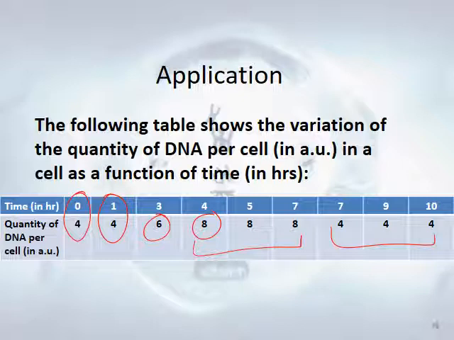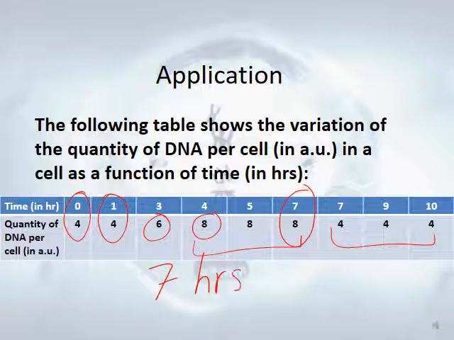From 0 to 1 hour, the quantity of DNA per cell remains constant at 4 AU. Then, as time increases from 1 to 4, the quantity of DNA increases from 4 to 8 AU and remains constant until the 7th hour, where it decreases to 4 AU. So the cell cycle lasts from 0 to the 7th hour. The duration of the cell cycle is 7 hours. All of you know that the duration of the cell cycle is the duration of interphase plus the duration of mitosis.